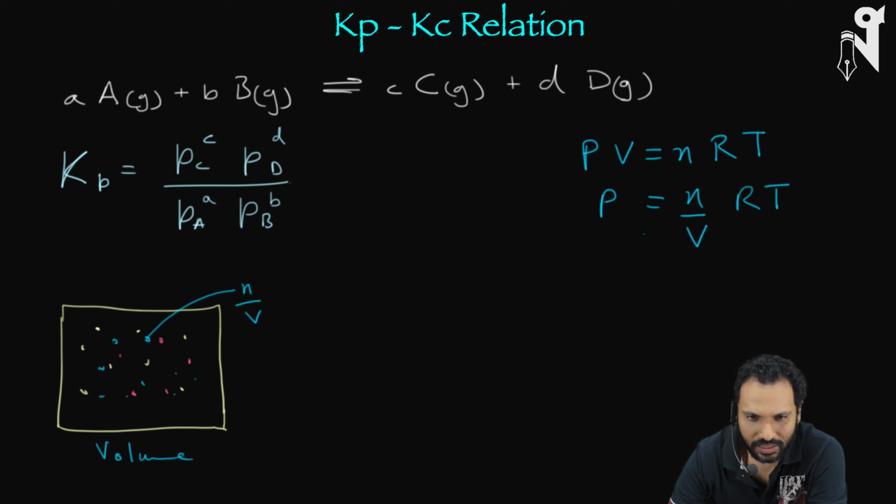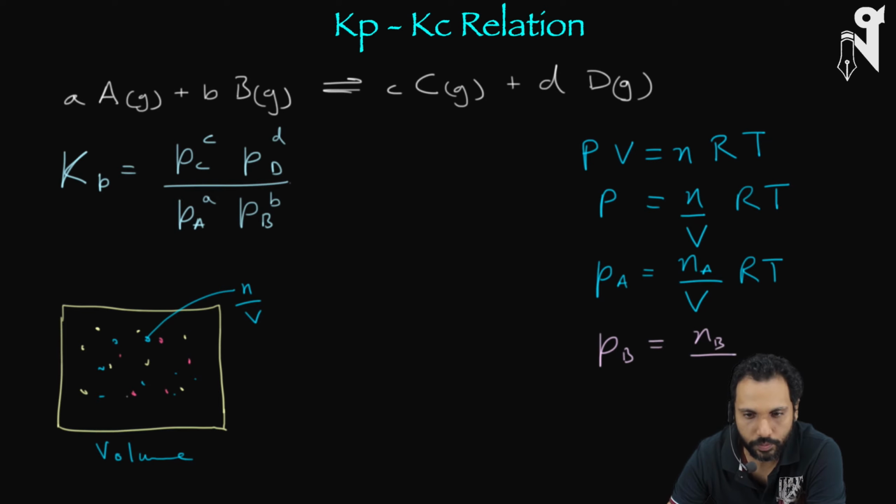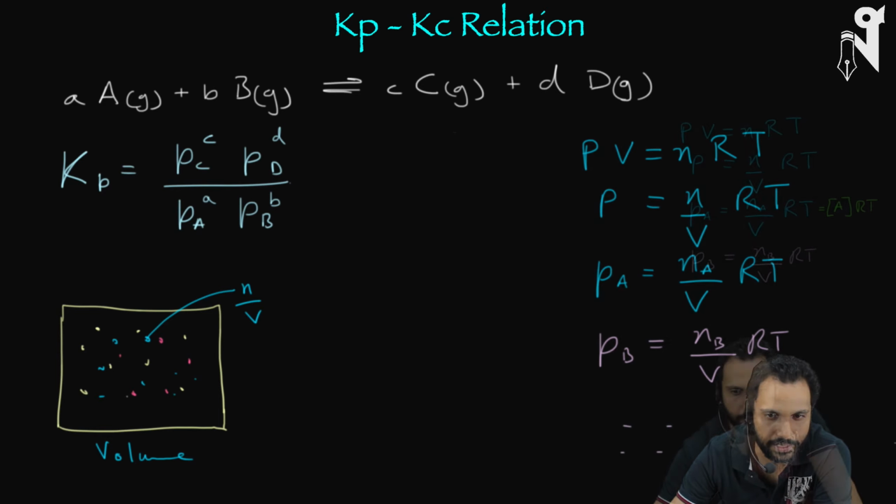So if the partial pressure of A is required, what will be the partial pressure of A? The number of moles of A divided by how much volume? The whole chamber volume. So whole chamber volume into RT. Similarly, if I talk about the partial pressure of B, it would be the number of moles of B divided by the whole volume times RT. And the partial pressure of C, similarly, the partial pressure of D would be similar.